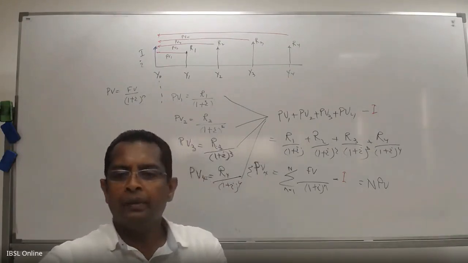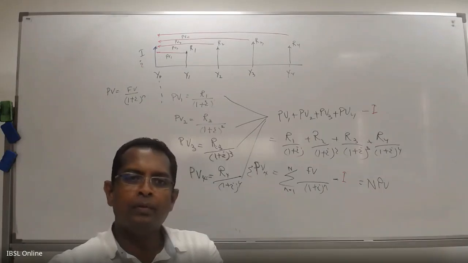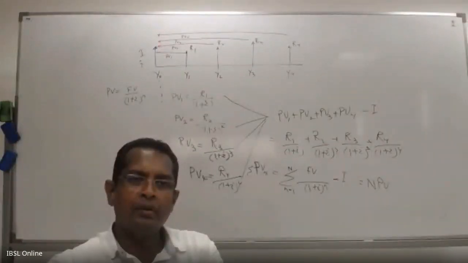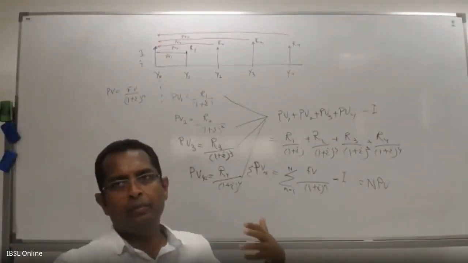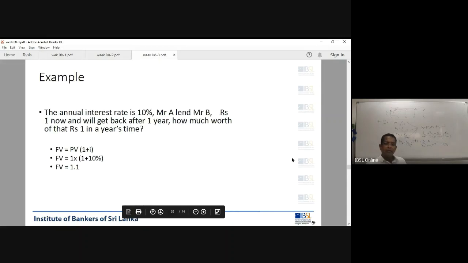Right? This is the time value of money. What is the difference in 1 rupee? The purchasing power changes because of inflation, interest cost, and other risks. Then you have the formula, where I is the cost of capital. This 1 divided by 1 plus I is called the discounting factor.